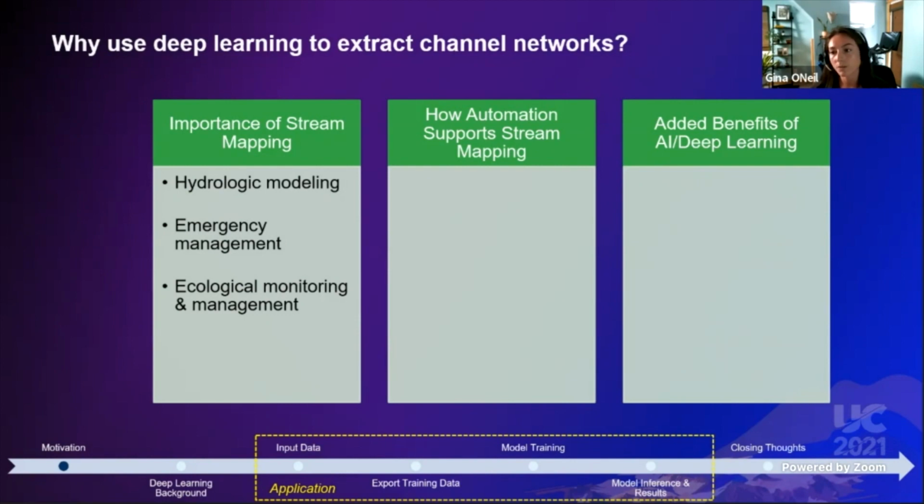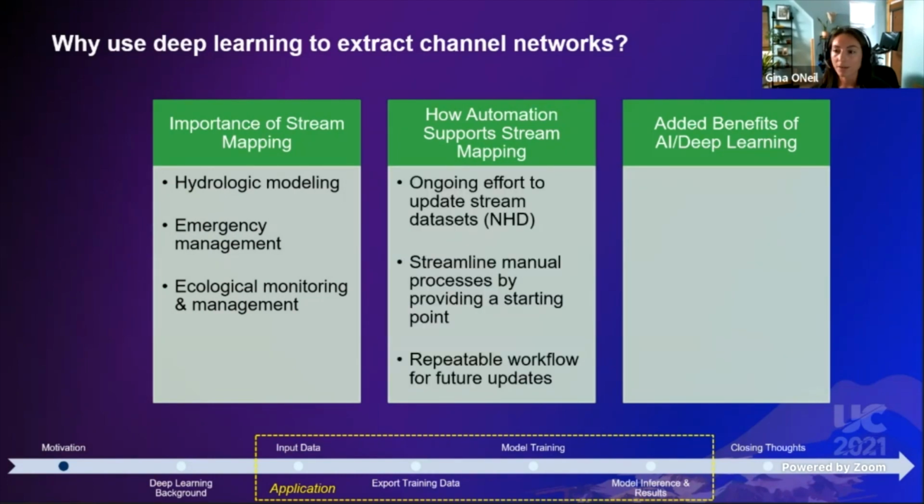So the motivation for this work begins with just the importance of locating streams. Stream mapping is critical for hydrologic modeling. So that includes stream flow modeling, sediment transport, water quality. Knowing where streams are is also important for emergency management, such as flood risk assessment, and then also ecological monitoring and management. So things like wetland protection and terrestrial and aquatic habitat conservation.